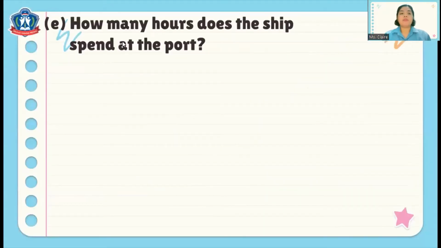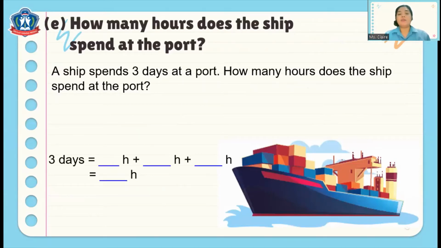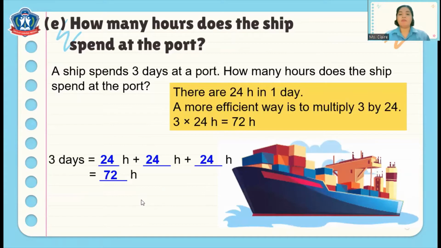Okay. How many hours does the ship spend at the port? A ship spends 3 days at the port. How many hours does the ship spend at the port? So let's convert 3 days into hours. Remember, 1 day, how many hours? Yes, there are 24 hours. Therefore, we will add 24 three times. So that is equal to 72 hours. Therefore, the ship spends 72 hours at the port.